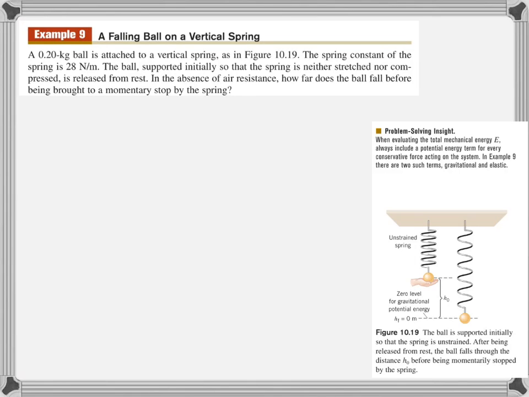All right, now looking at example 9. Example 9 gives us a vertical oscillation problem. They tell us that the mass of an object connected to a spring is 0.20 kilograms. We assume the mass of the spring is massless, so we don't take that too much into account.